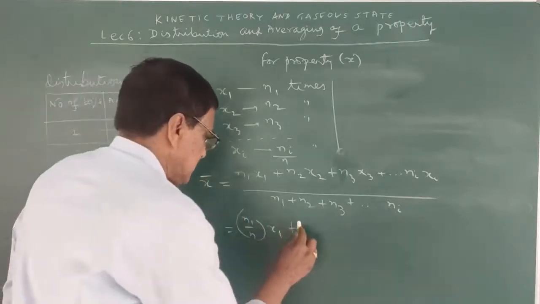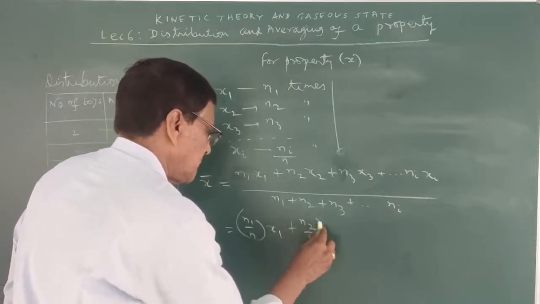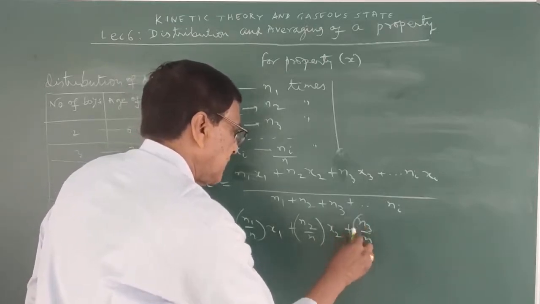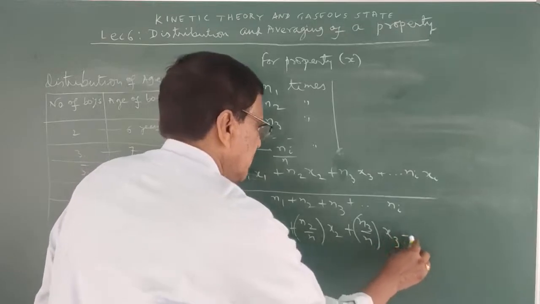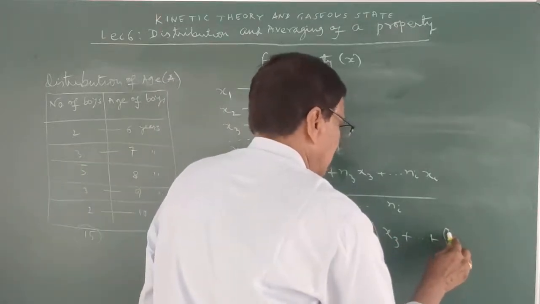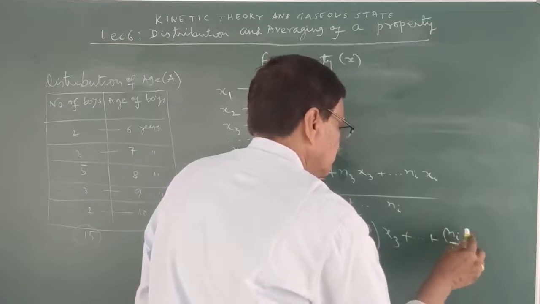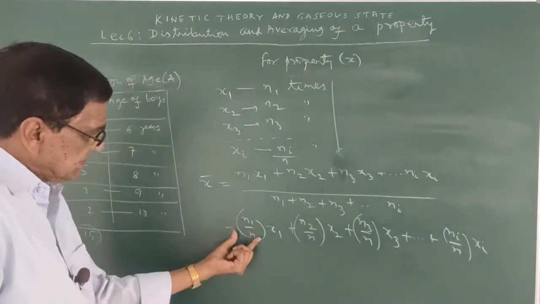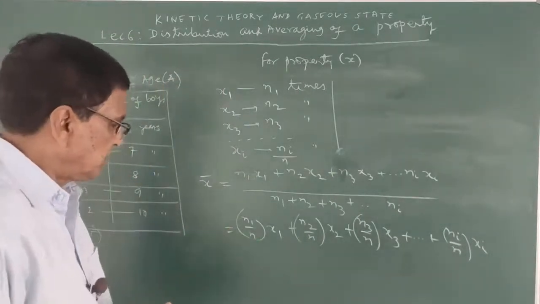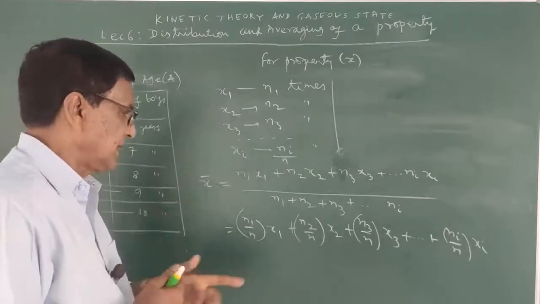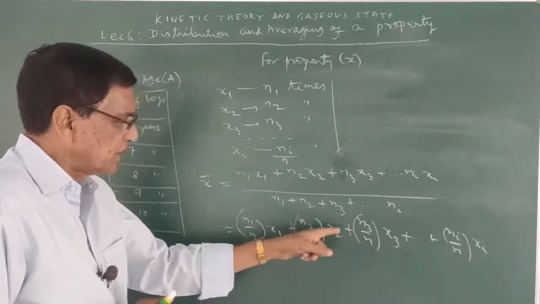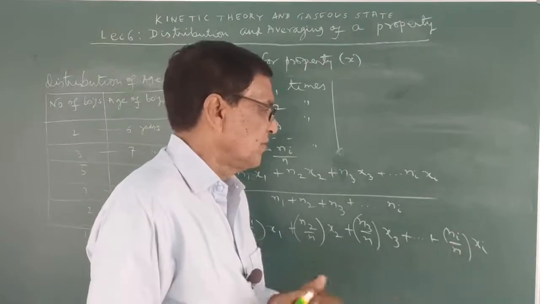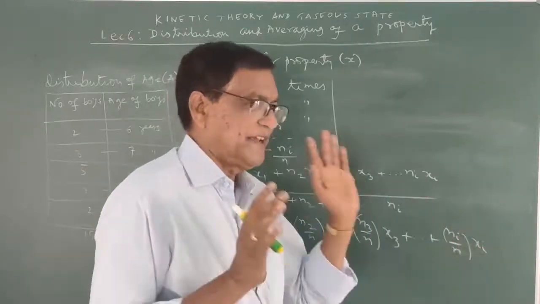plus n2 by n into x2 plus n3 by n x3 plus dot, ni divided by n into xi. So this is the probability of the outcome x1, and this is the probability for the outcome x2. This is the probability for this outcome x3 appearing, and this is the probability of having this value xi.